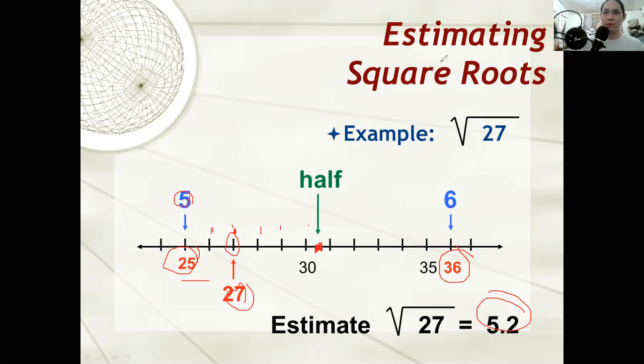I hope you got the process on how you use the number line in approximating or estimating the square roots. This is method one. In the next video discussion, I will be presenting another method on how you do the estimation of square roots, especially when the radicands are not a perfect square.